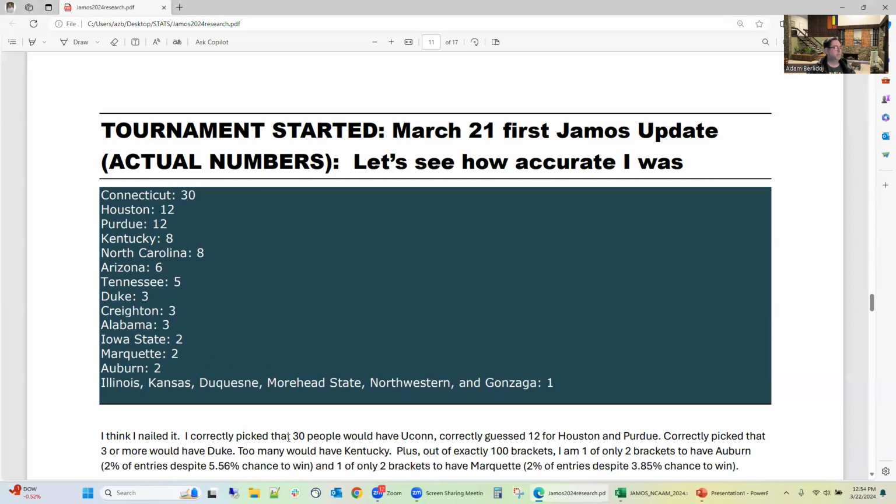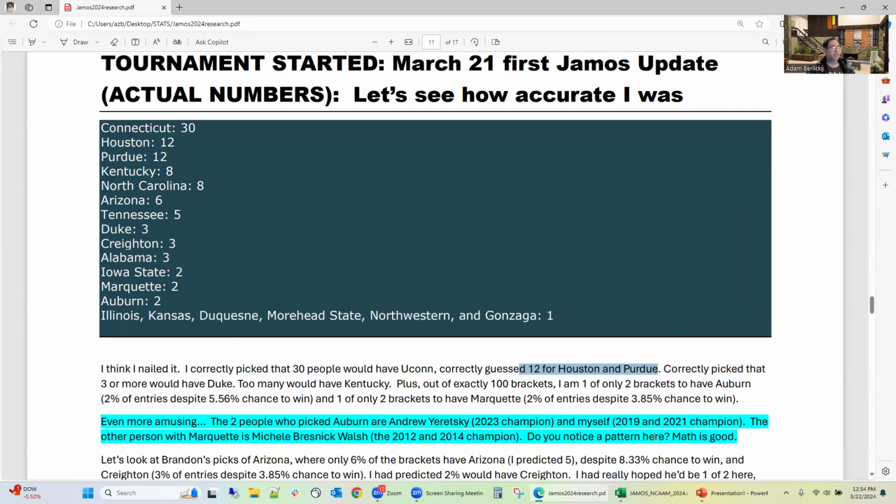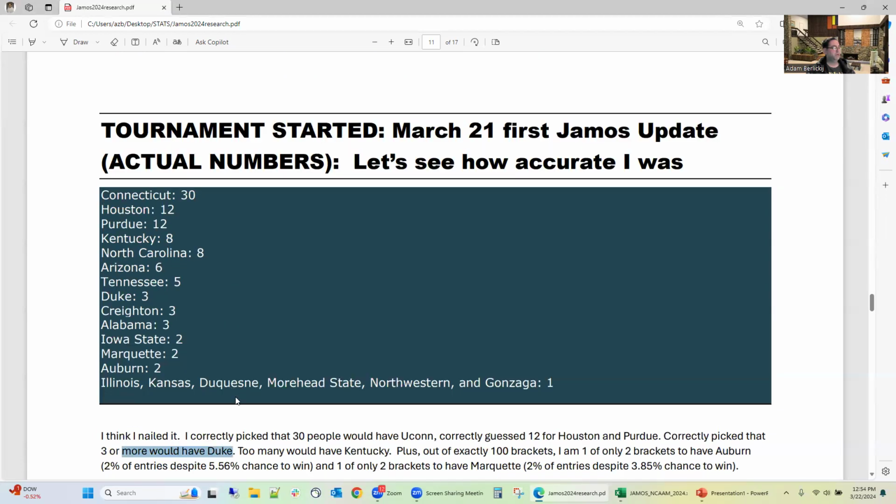I was correct. 30 people picked UConn. I think 12 or 13 picked Houston and Purdue. I correctly predicted that 3 or more would have Duke, so I stayed away from that as the national champion. I was correct that too many people would have Kentucky for what seems reasonable.